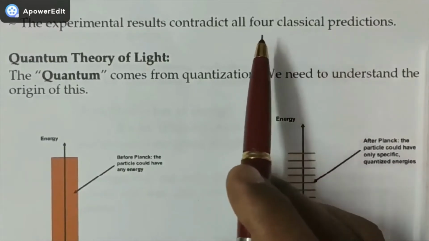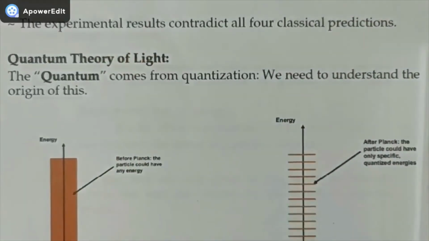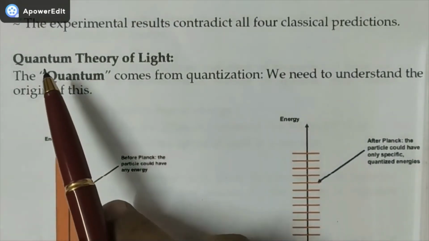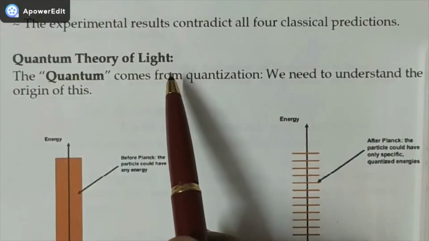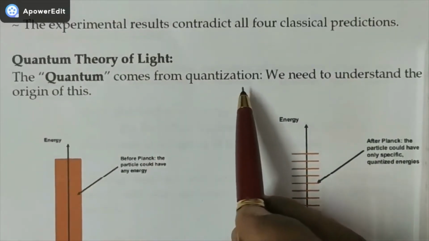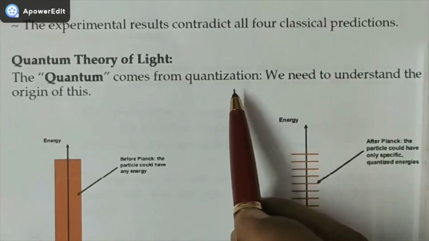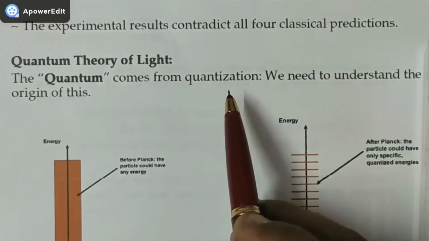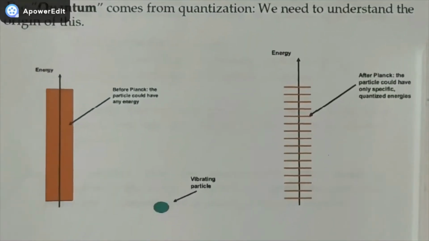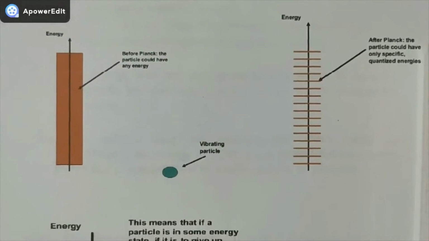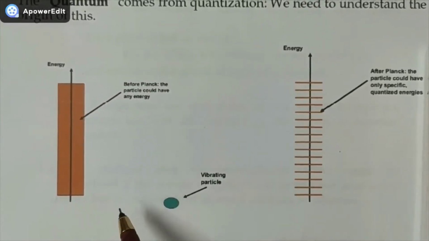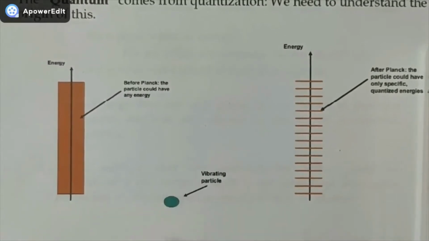So how do we explain the experimental observation of the photoelectric effect? In order to explain it, we must understand the quantum theory of light. The quantum comes from quantization. So what do we mean by quantization? We need to understand the origin of quantization, and that is understood on the basis of a pictorial representation like this.